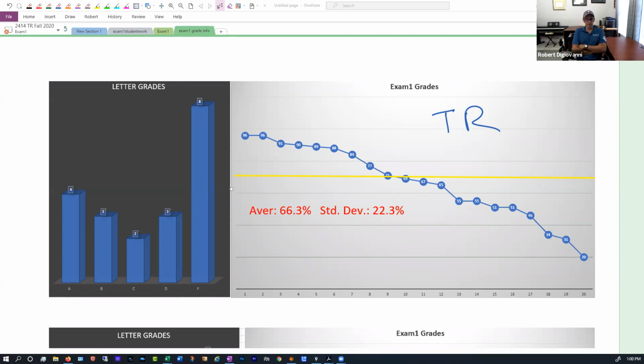What you can see in front of you are the results from exam 1. I hope you can read that okay. 4 A's, 3 B's, 2 C's, 3 D's, 8 not passing. And then the little dots on the right show the actual grades of each student. I had 20 students take the exam.